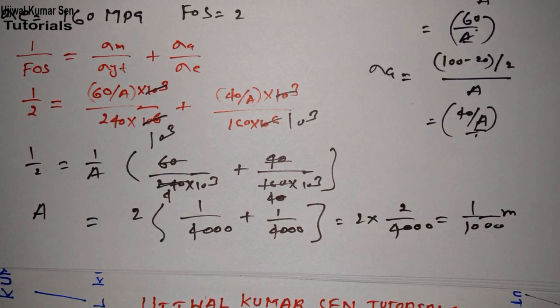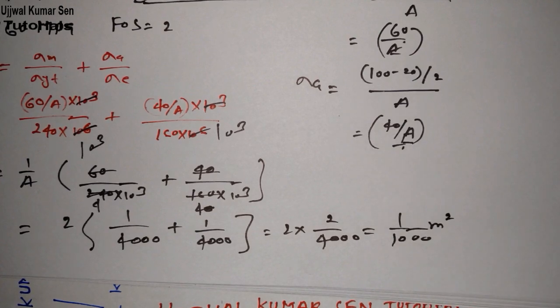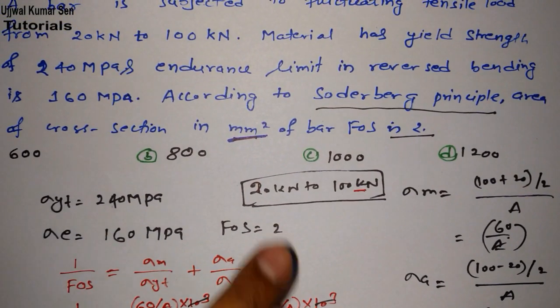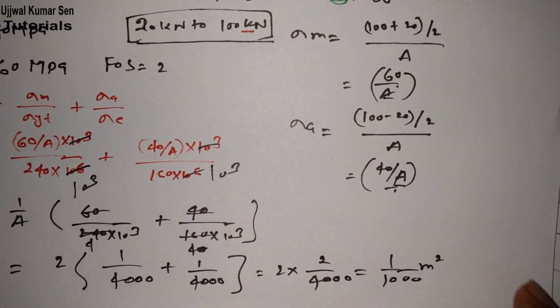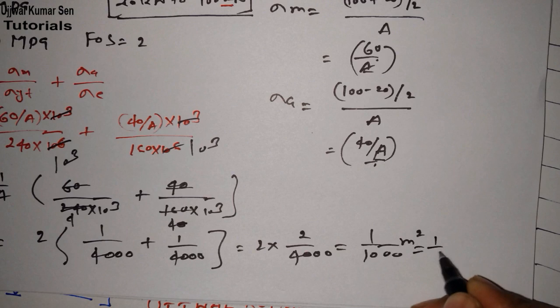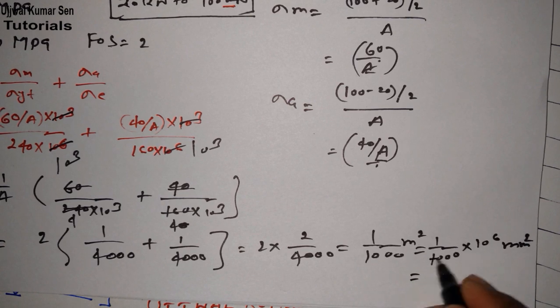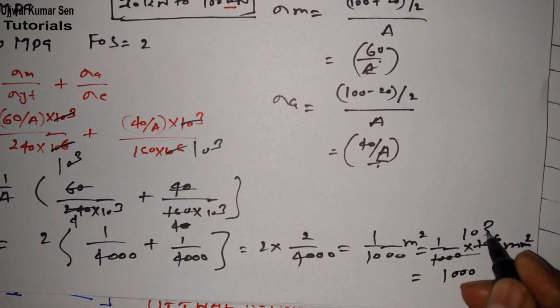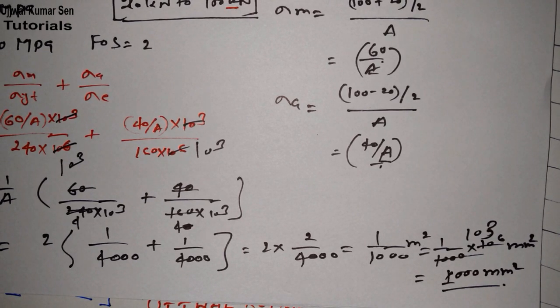Now we don't even use a calculator to solve it. That is the main thing, right? So what we got, basically, is area equal to 1 by 1000 meter square. Now look at the unit given in the options, that is in mm square. So we have to convert this meter square into mm square. So what we have to do is 1 by 1000 multiplied by 10 to the power 6 mm square, which is equal to 10 to the power 3. So 1000 mm square is the right answer after solving this question.